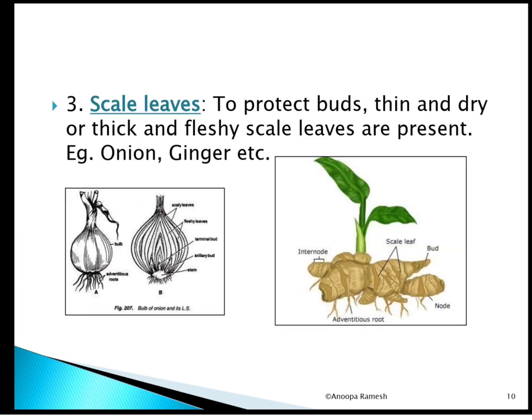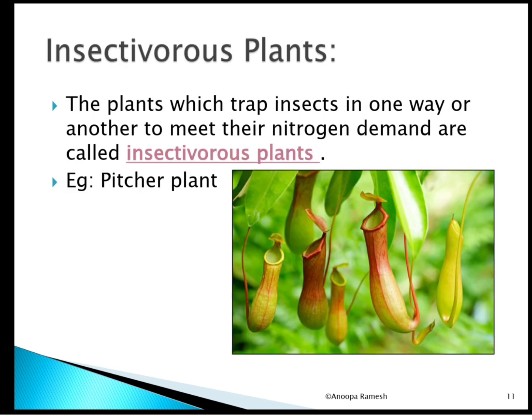Okay. So the third one is scale leaves. If you take the bulb of an onion, it's actually a leaf. It is to protect the buds. They have fleshy scale leaves. So examples for scale leaves are onion, ginger, etc. We will discuss more about the modified leaves in the class. In our live class we will discuss this.